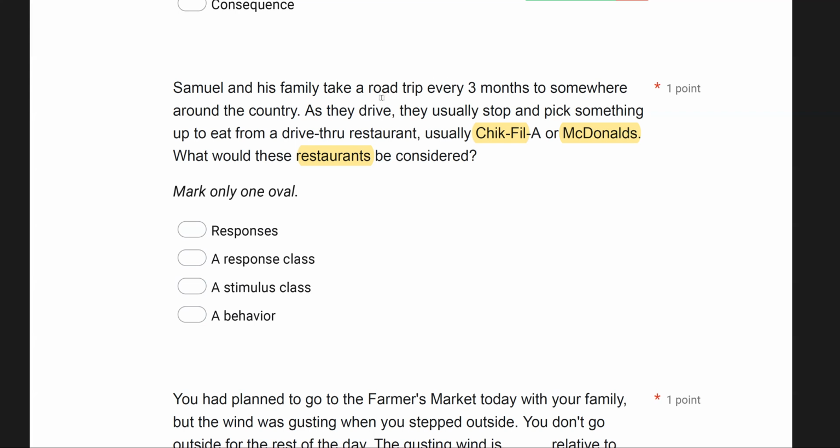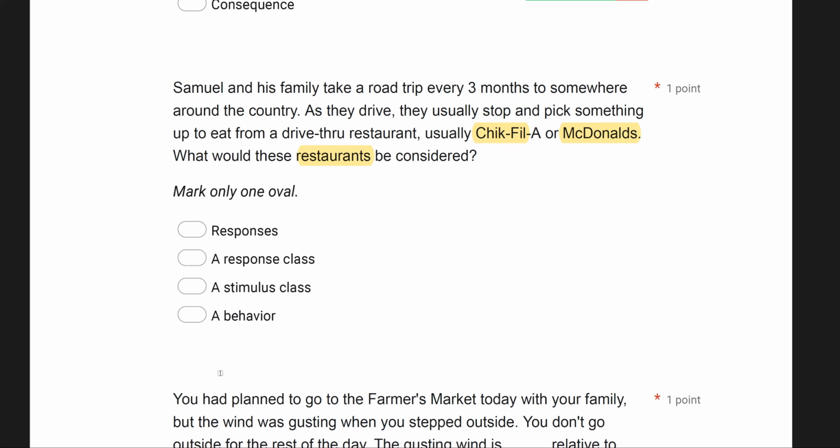Because when Samuel and his family take this road trip, they're driving and they want to get something to eat. The Chick-fil-A and the McDonald's both evoke the same behavior of going through the drive-through and ordering the food. And so when you have stimuli that are evoking the same functional response, what do we call that? A, responses. The restaurants aren't the responses. The family ordering the food might be the responses, but the restaurants are stimuli. The restaurants are not response classes because in order to be a response class, you have to first be a response, of course. So we're not talking about response classes here, responses that serve the same function. What we're talking about are stimuli, such as the two different restaurants that are evoking the same response. So these restaurants would be considered a stimulus class, a class of stimuli that are evoking the same functional response.